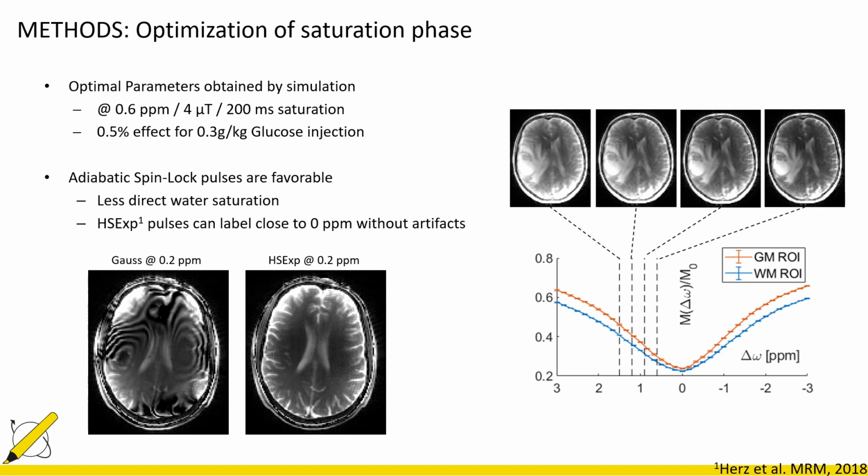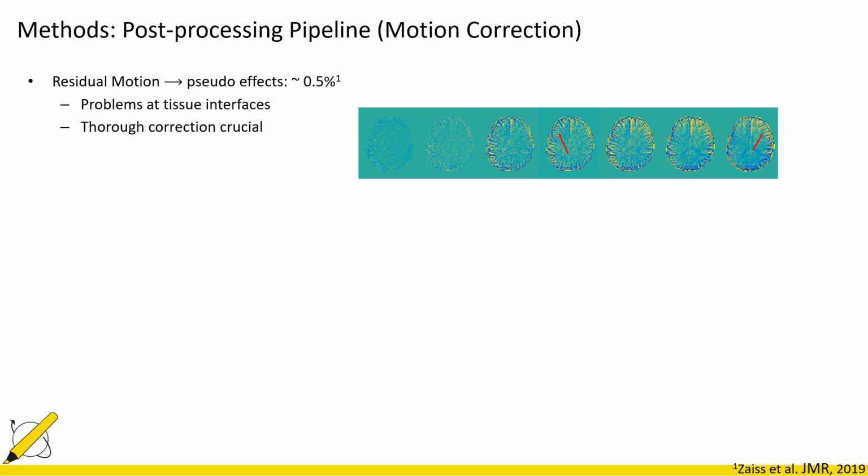And here's then the measured Z-spectrum at 3T, and you can see that at every frequency offset we can label without any problems. In the next few slides I will quickly go through the post-processing steps, and especially motion correction is very important here, since residual motion artifacts can introduce effects that are in the same size as we would expect our DGE signal.